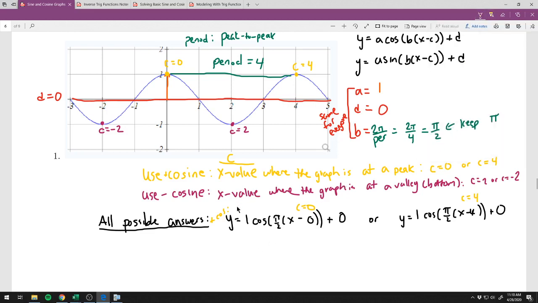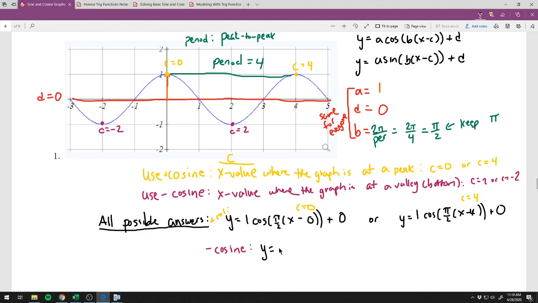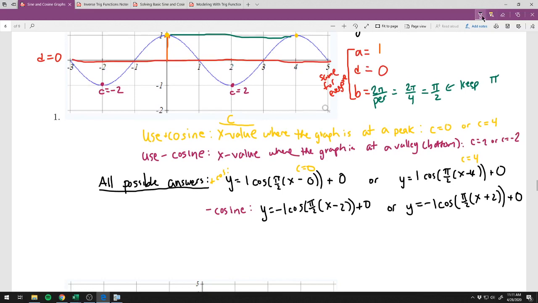Now, if I wanted to use negative cosine, I can. And the way this affects my equation, let me go ahead and title that first. For negative cosine, let me write it like that. Because we're talking about negative cosine here, even though my a is 1, I'm going to include a negative. But b and d are still the same. Possible C values for negative cosine are 2. We got x minus 2. D is still 0. Or negative 2 is also a possibility. And when we plug in negative 2 because of the minus, we get a plus 2. So literally every one of these will give you the same exact graph. They are all valid.